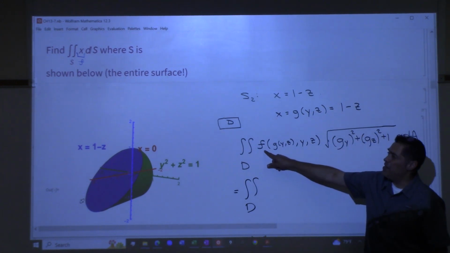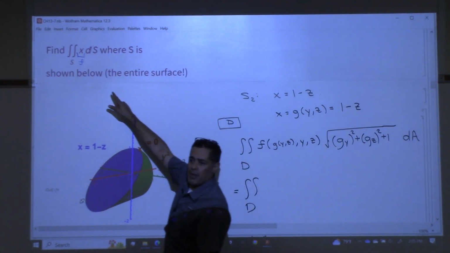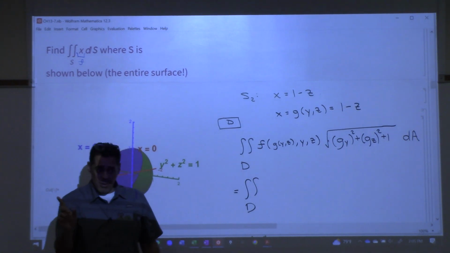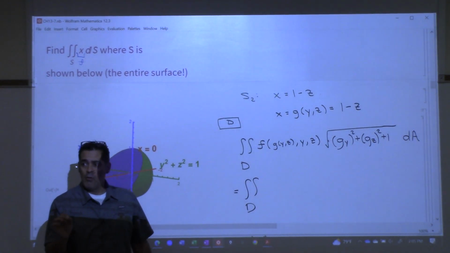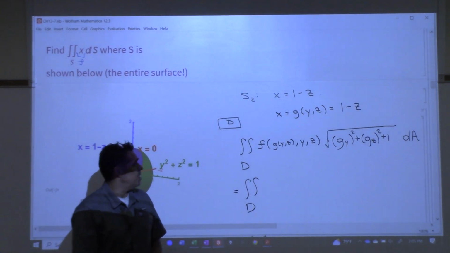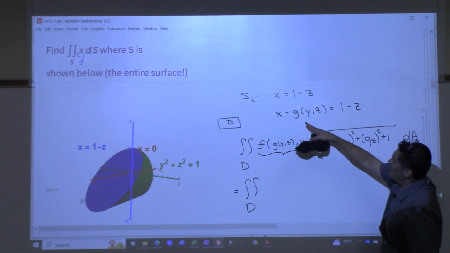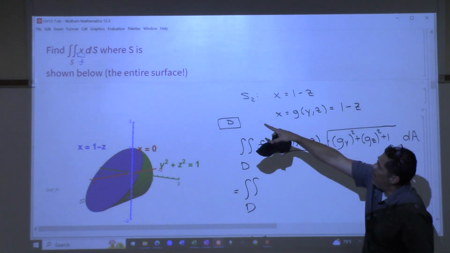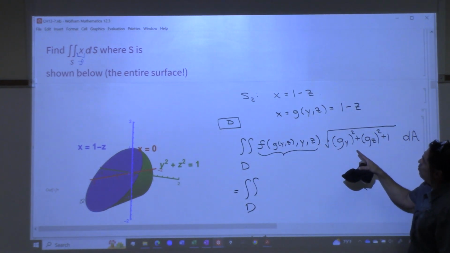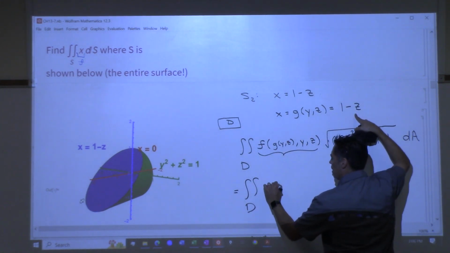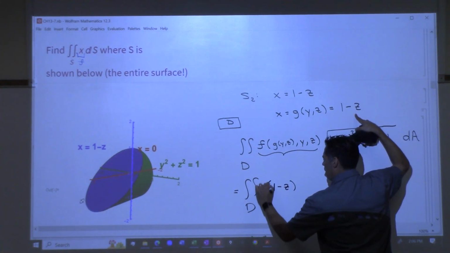All right. My scalar function f is just x, right? And I'm replacing x not with 0 this time, but with what? 1 minus z, right? 1 minus z. So this piece right here is our x up there replaced with what we're saying x is, which is 1 minus z. Okay?